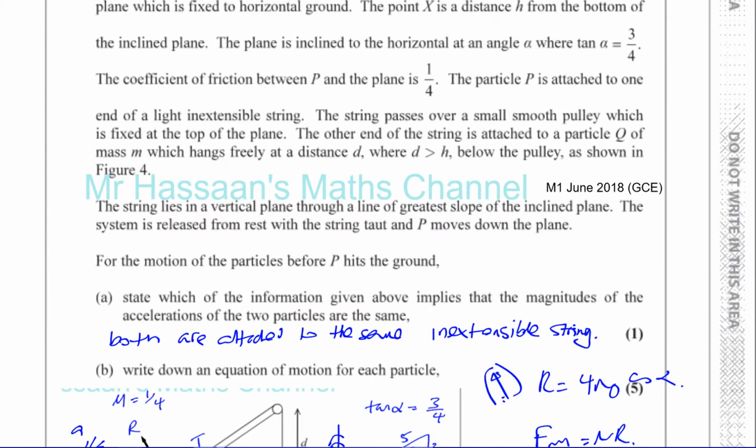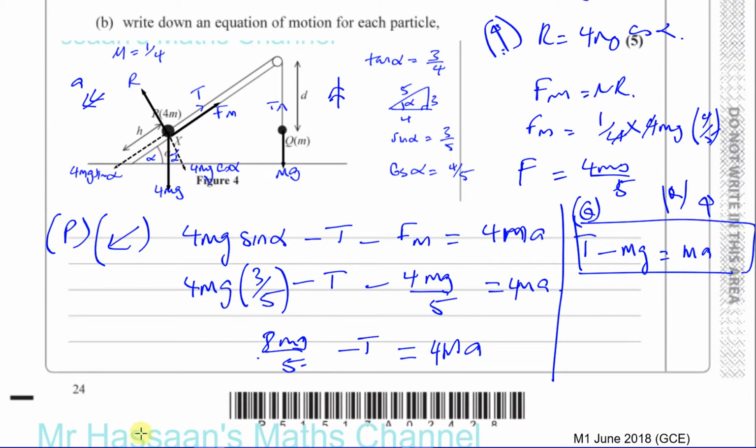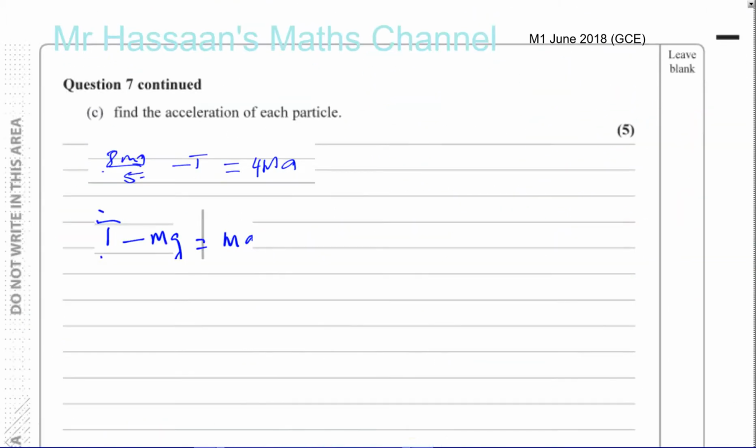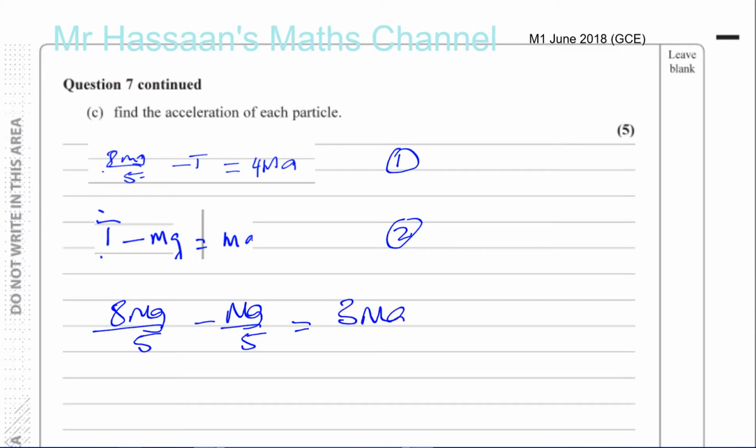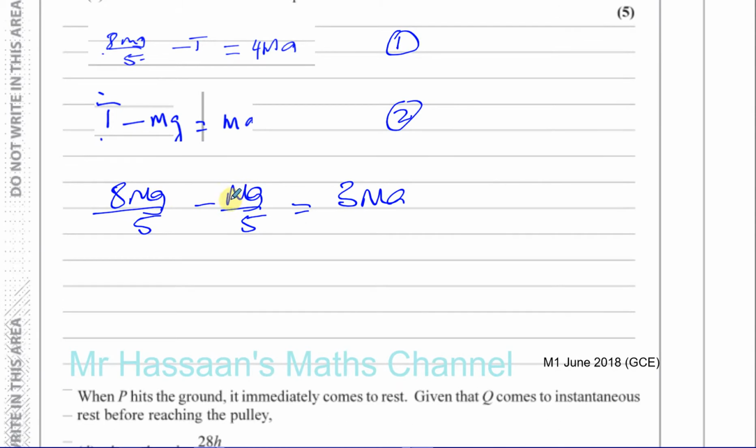Okay, so here are the two equations of motion that we got from part B. We now want to find the acceleration of each particle, so we can solve these two equations by adding them together to get rid of the T. If we add them together, you're going to have minus T plus T equals 0. You have 8mg over 5 minus mg over 5 is equal to 4ma minus ma, which is 3ma.